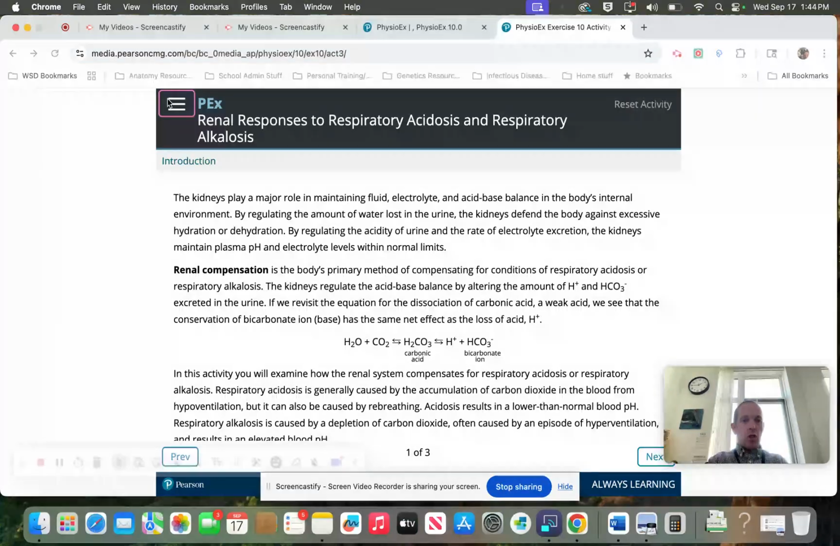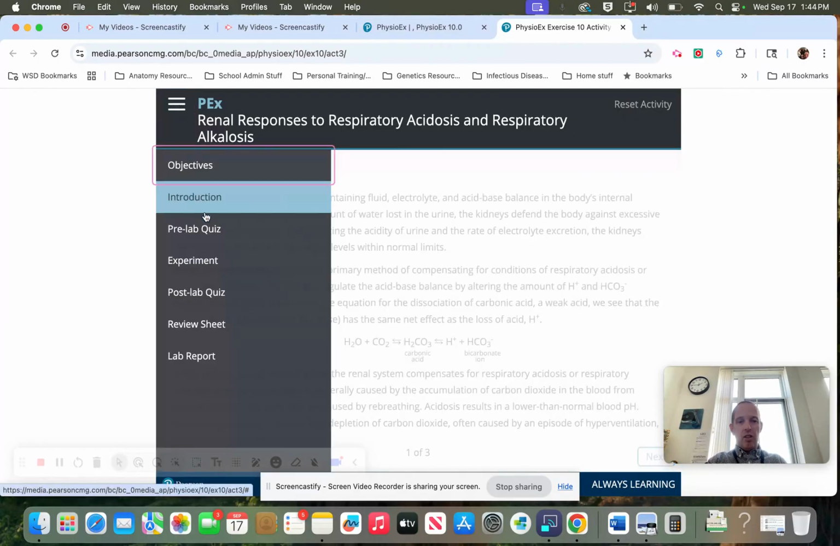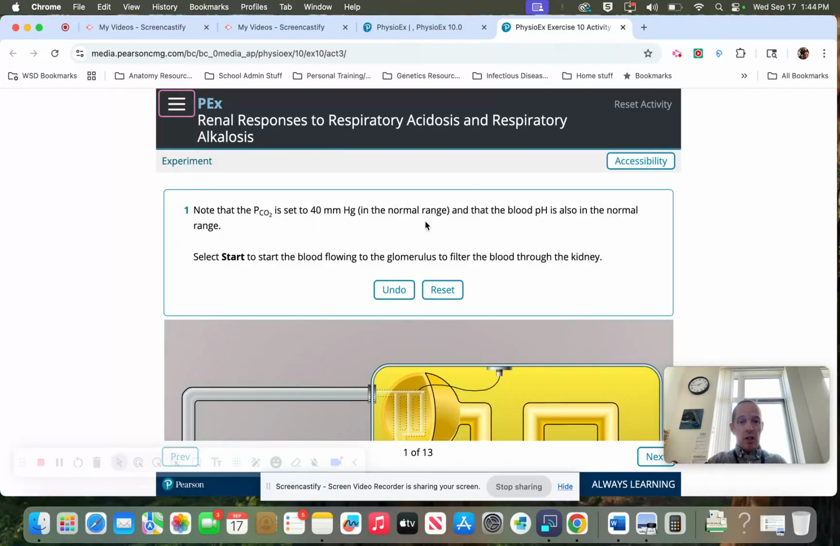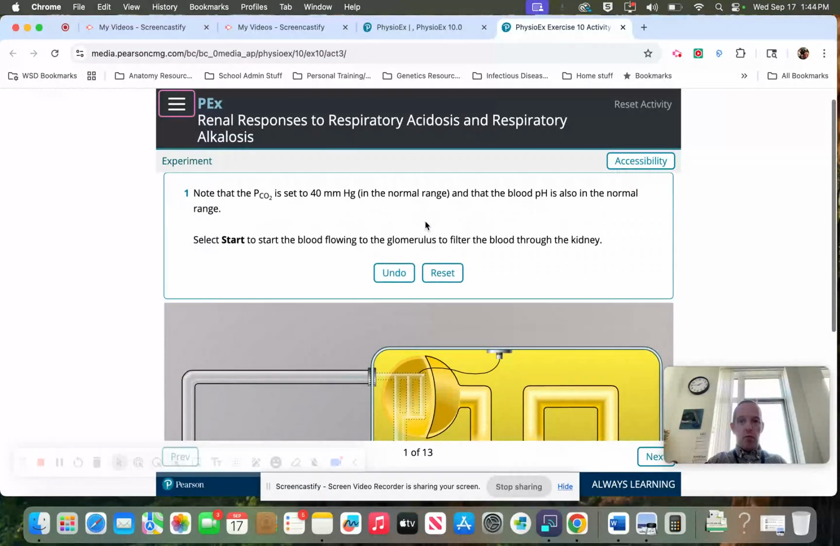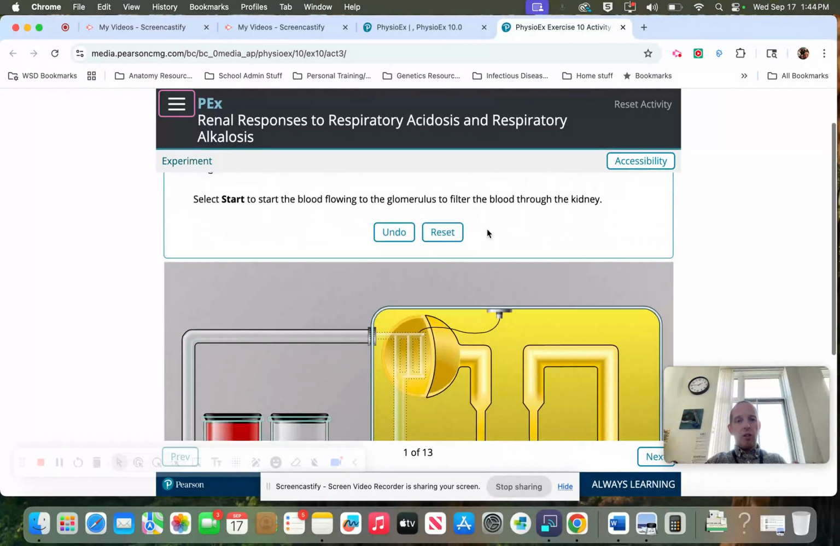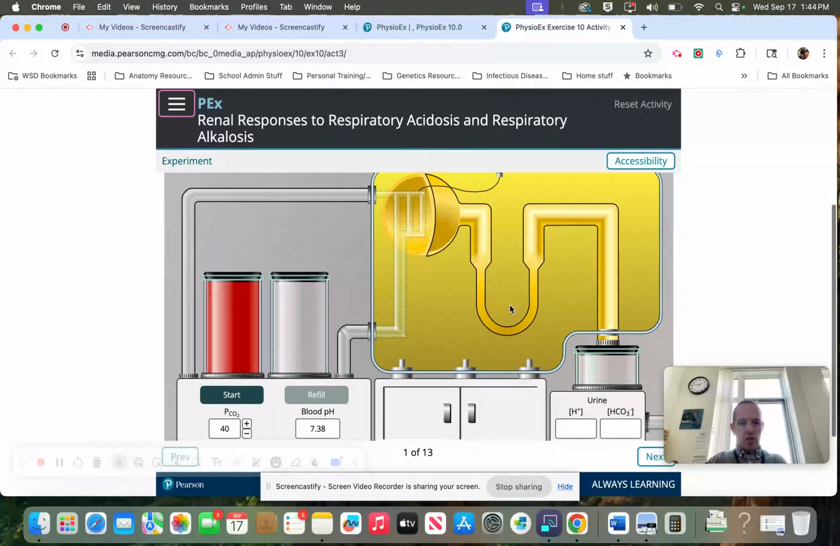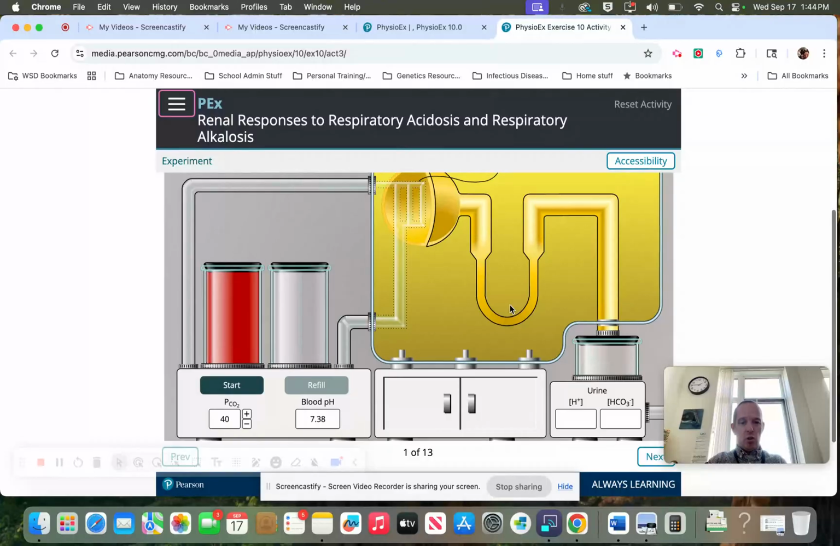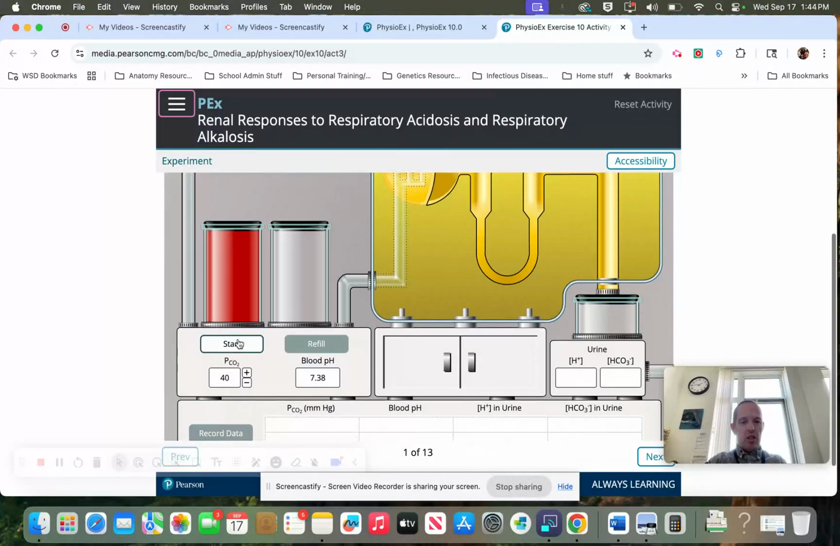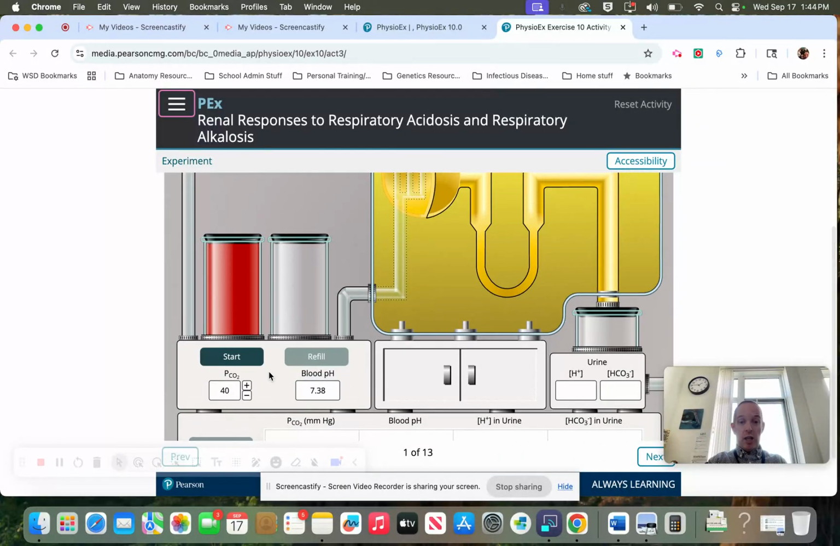So I'm going to go ahead and jump into this activity. This one is probably the trickiest. I think it's a bit overwhelming, but that's why it bears repeating. So first, we're going to confirm that under normal circumstances, we've set the amount of carbon dioxide to the normal levels, in that average value. And the pH is also within normal levels.